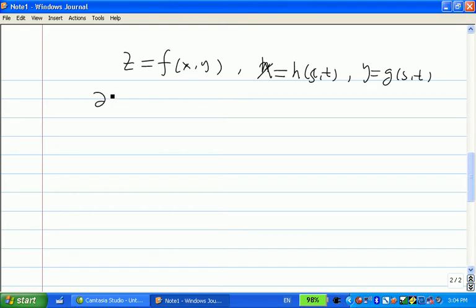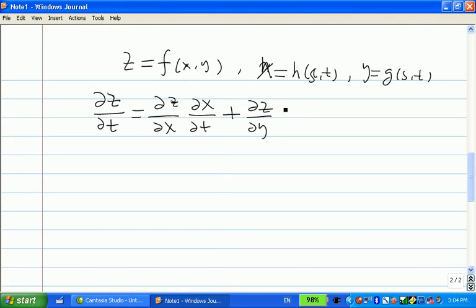So we can talk about the partial of z with respect to t. Here we use partial because z depends on two variables, s and t. The chain rule for this kind of situation is partial z with respect to t equals partial z with respect to x, because x depends on t, then partial x partial t, plus partial z with respect to y, then partial y with respect to t.